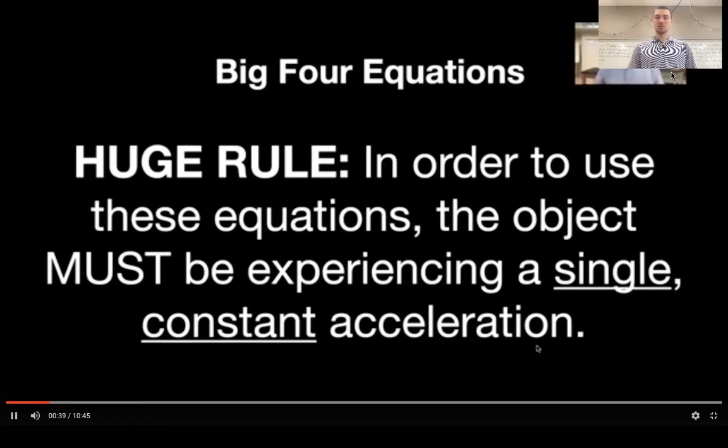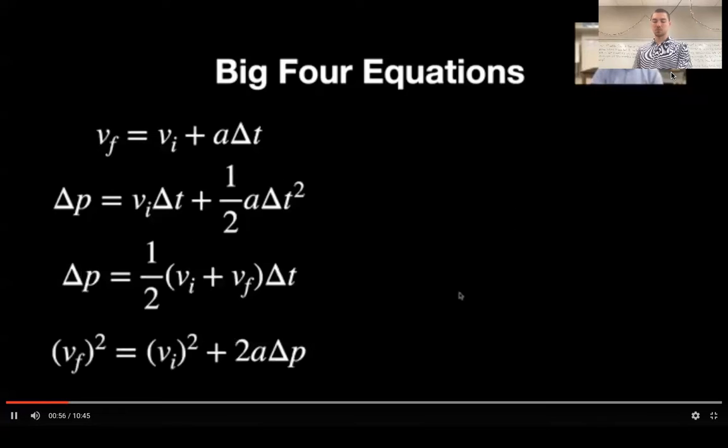If it is a changing acceleration or more than one constant acceleration, like one at the beginning and one at the second half of the problem, you cannot use these equations. You have to use a different method or split it in half and solve those two constant accelerations separately. But this rule has to be met in order for you to use these equations. So here are the big four equations.